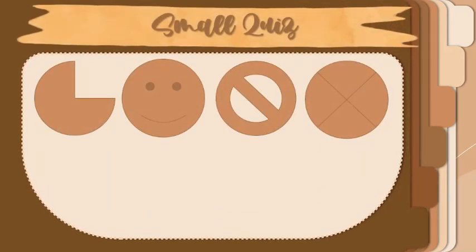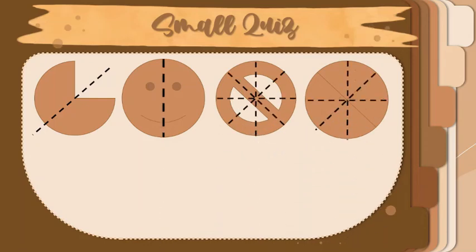A small quiz. Can you tell me how many lines of symmetry and what order of rotational symmetry there are in these shapes? The first shape has 1 line of symmetry, the second also has 1 line of symmetry, the third one has 4, and the last one also has 4. The order of rotational symmetry of the first shape is 1, the second is also 1, the third is 2, and the fourth one is 4.